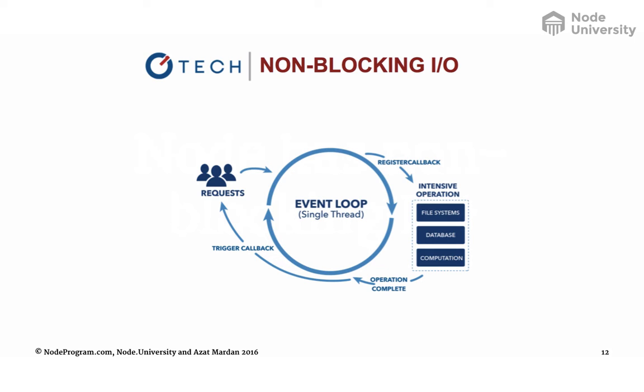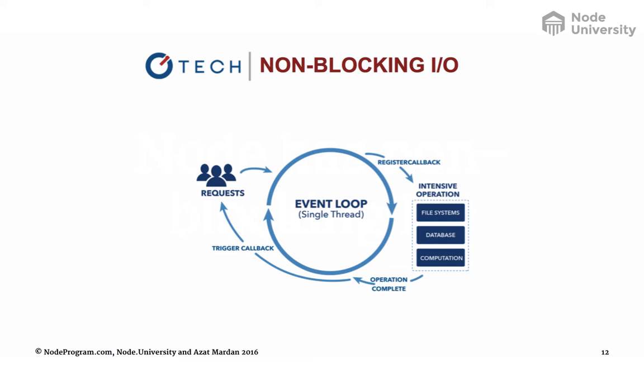Let's say we're building a web server, and we have requests coming to the event loop. The event loop will schedule them somewhere else, like a file system, database, or computation. It has a way to delegate them. Along with scheduling the task itself, it will also send a callback.